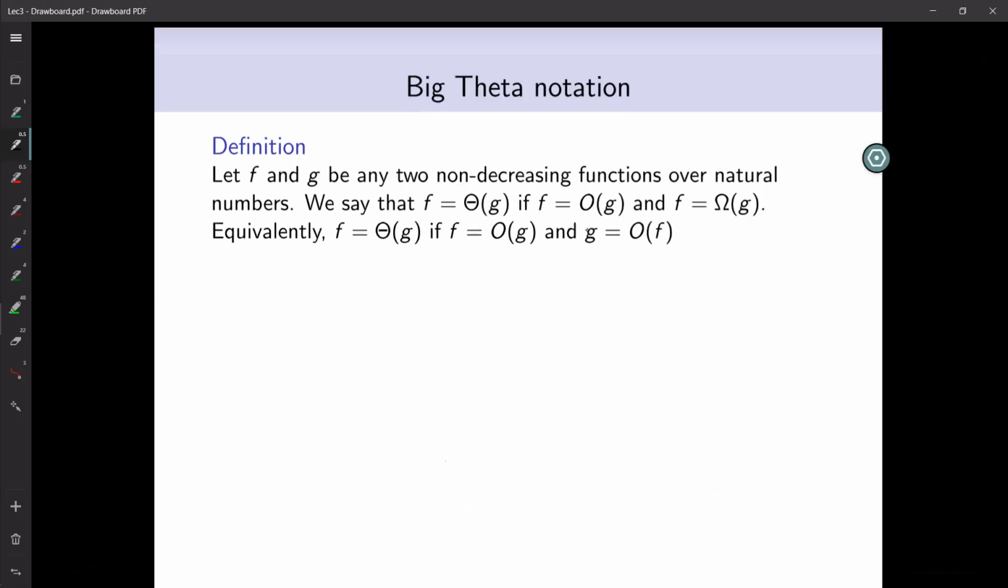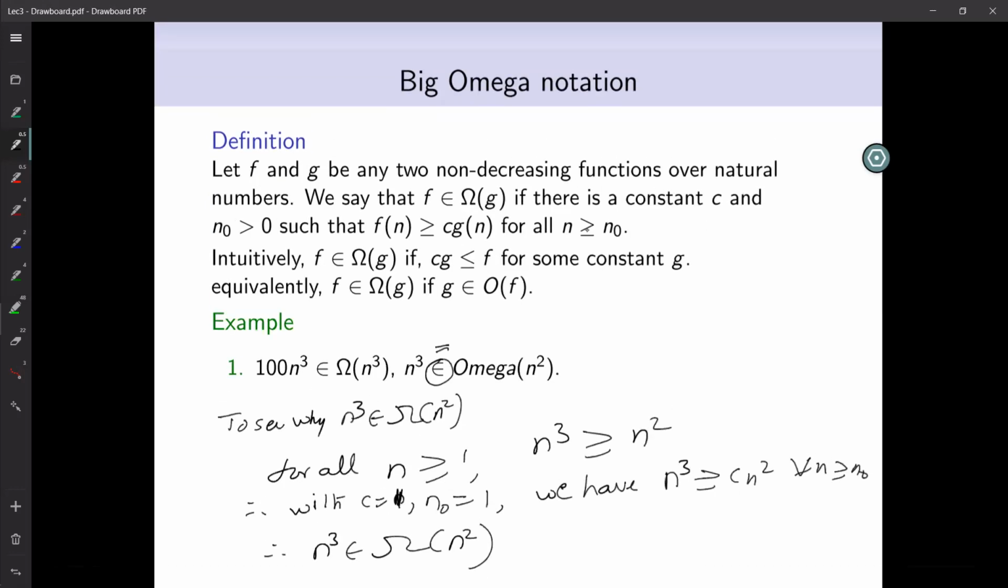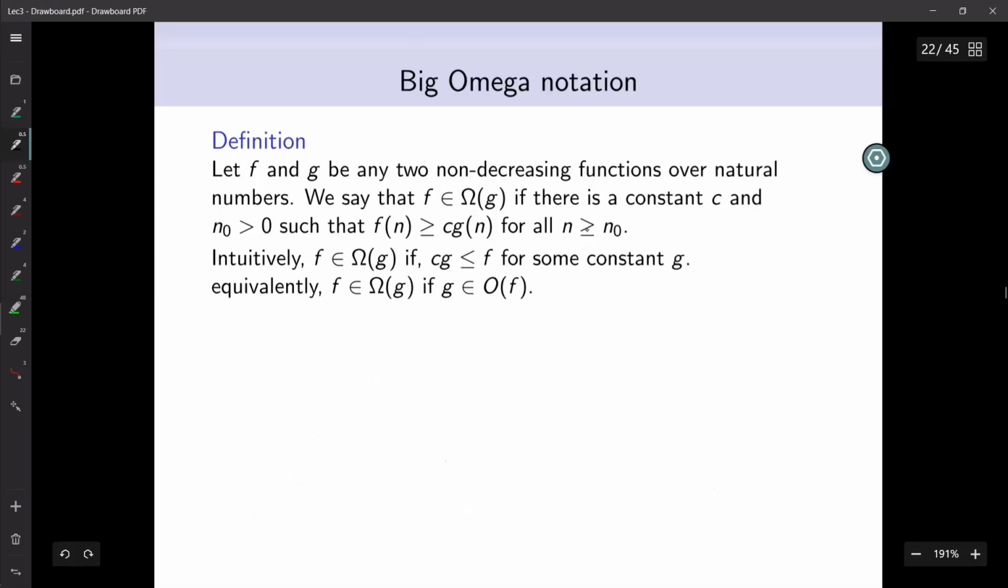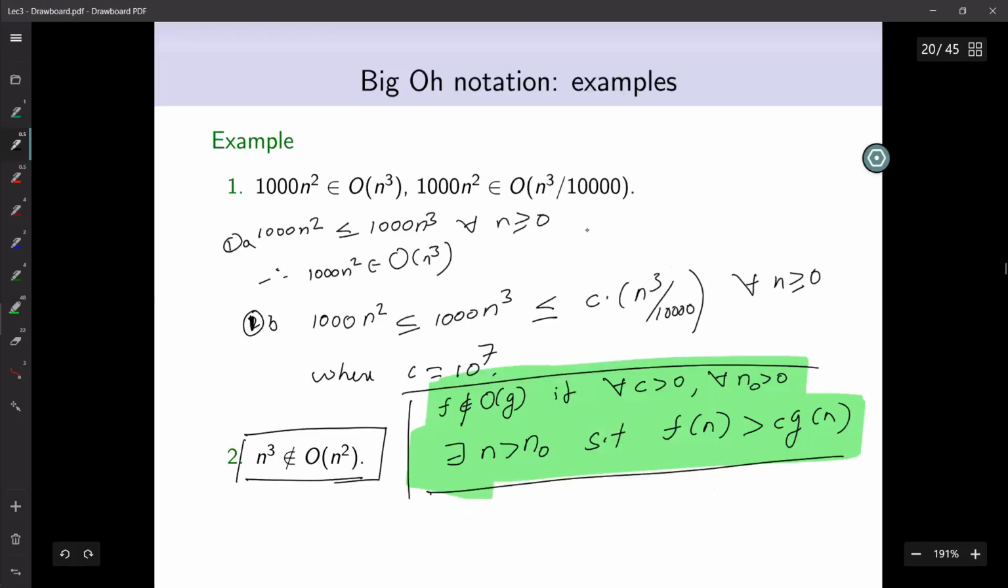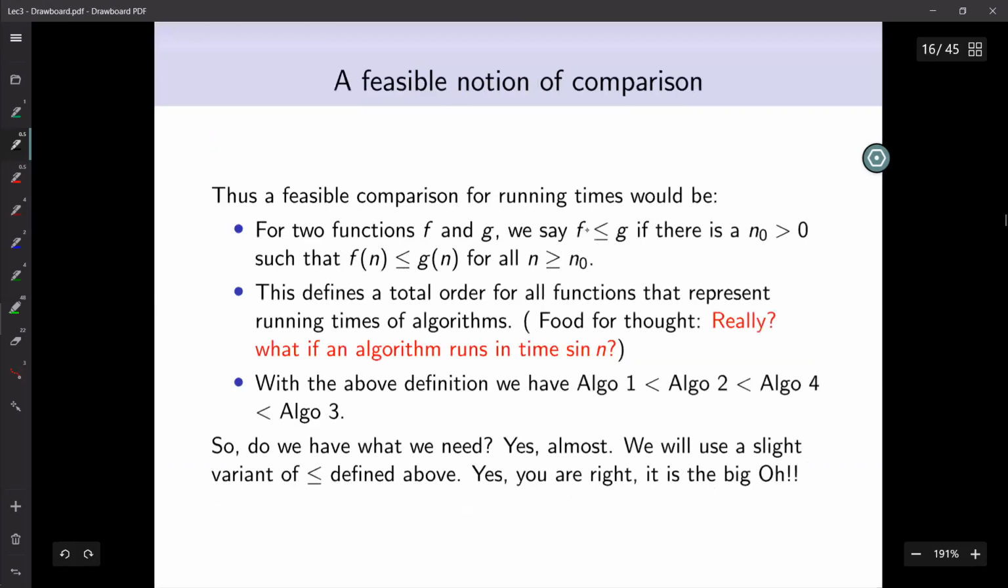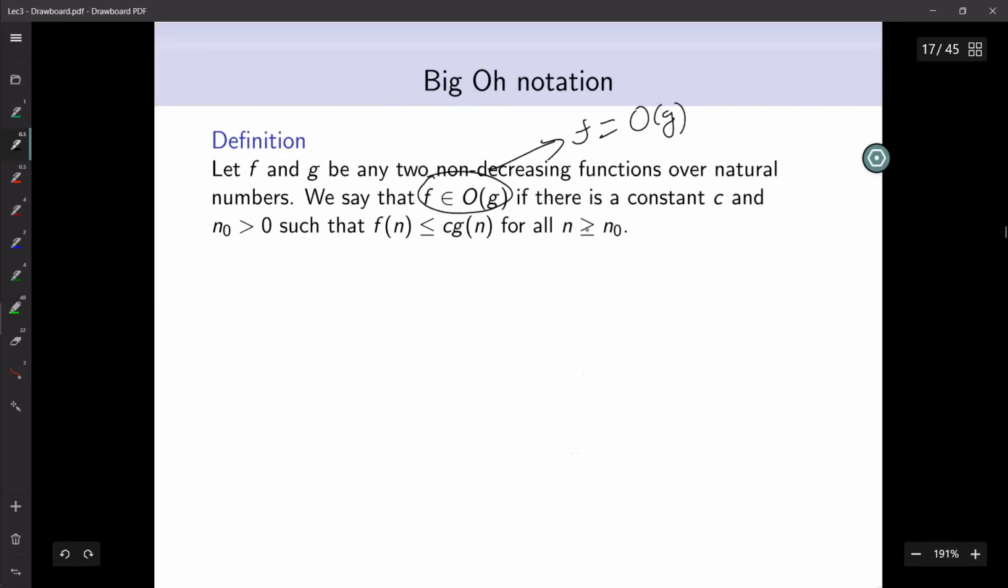Okay, so I hope so far it is clear. Just to recollect very quickly, we introduced a way of comparing the performance of algorithms. We defined a feasible notion where we say f is less than or equal to g, or algorithm with running time f is better than algorithm with running time g, if for sufficiently large n the running time of g is bigger than the running time of f. Okay, and then we introduced big O notation.